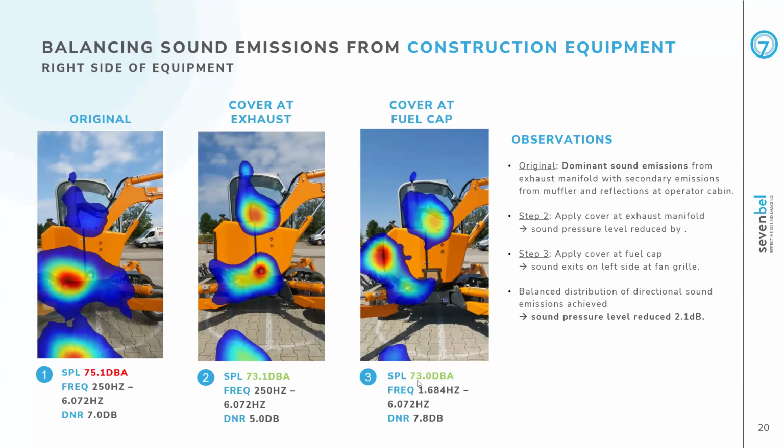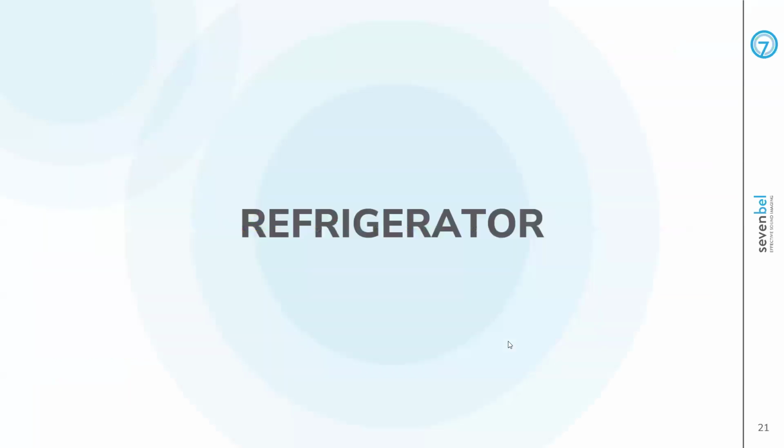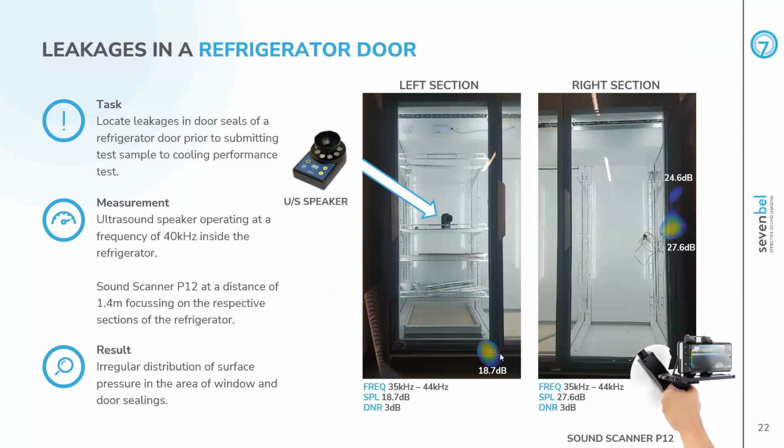Overall, a 2.1 dB reduction was achieved, which was exactly the goal or the target value that was necessary in order to get below the regulatory threshold. Last but not least, a very brief example from the household appliances industry. Here we are looking at leakages in a refrigerator door.